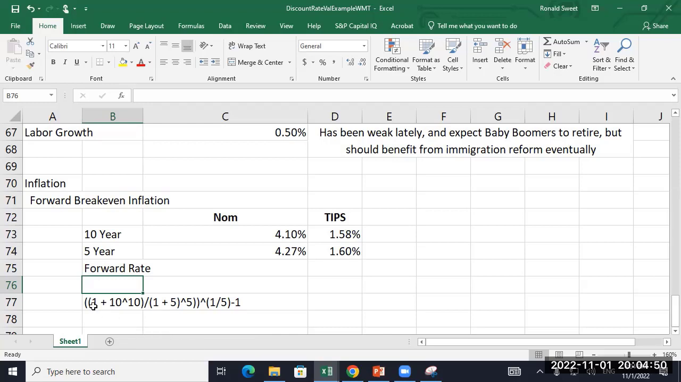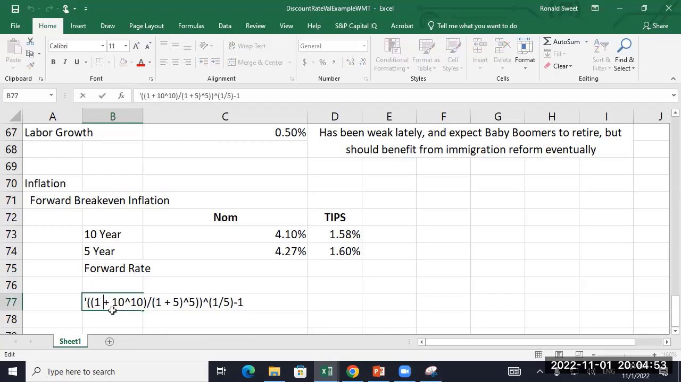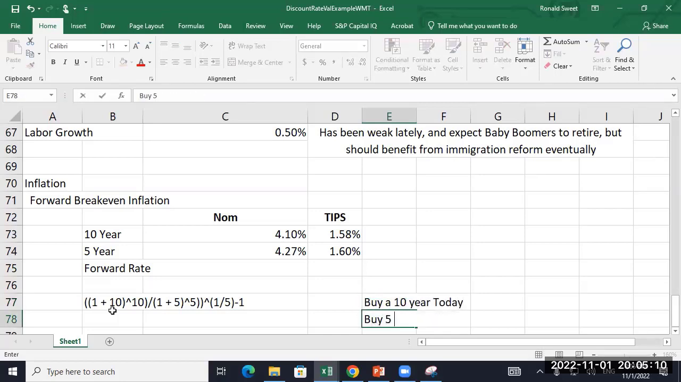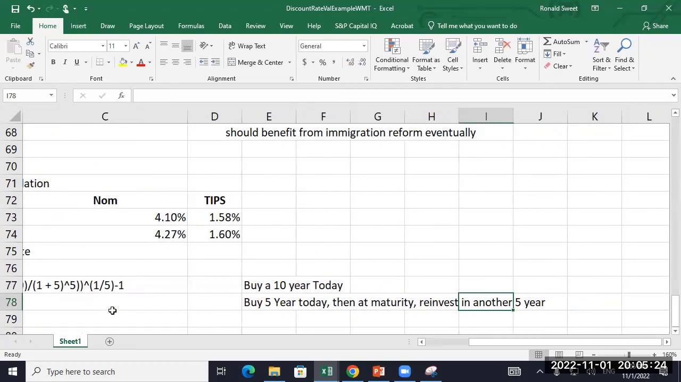All right. So what it's saying is, I have one parenthesis. What we're trying to do is find out what the five-year treasury will be in 5 years. We want to be completely indifferent. We have two choices. We can buy a 10-year today, or we can buy a 5-year today. Then at maturity, do what? Reinvest in another 5-year. So what are we asking? What will that 5-year treasury have to be? This one right here. What does it have to be so you're indifferent between those two strategies?